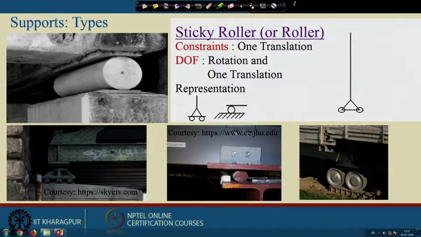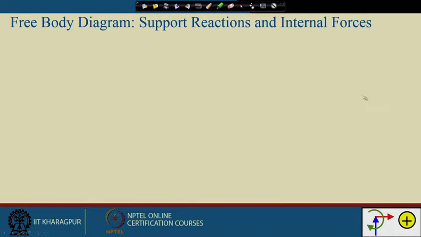Those support systems can be a combination of different kinds of supports. Okay. Now, next is, so what is a free body diagram? Again, as I said, we are just reviewing the basic concept.